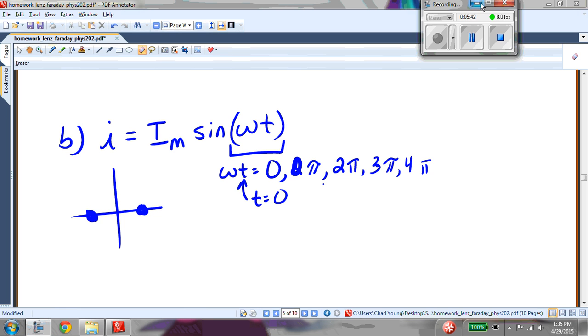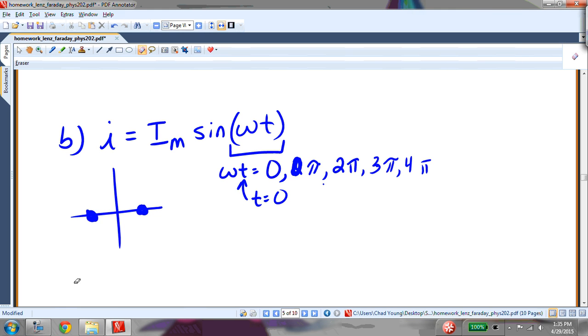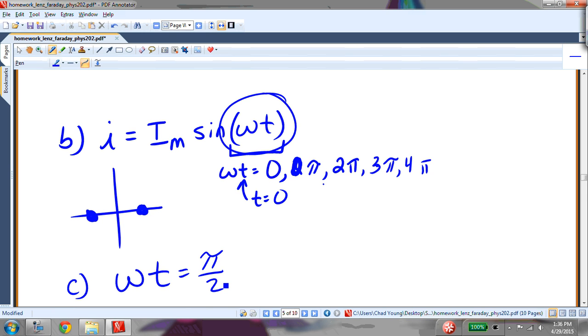All right, so for part C, if I want to know when the current is at its maximum value, the current is at its maximum value when I look at this, when omega t equals pi over 2, because the sine of pi over 2 is equal to positive 1, and so that is when I have my maximum current. So to answer this question, I first need to know what omega is.